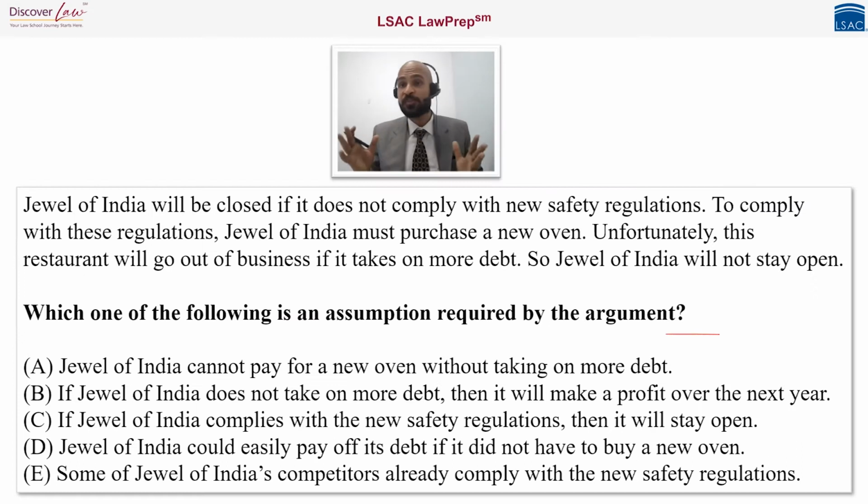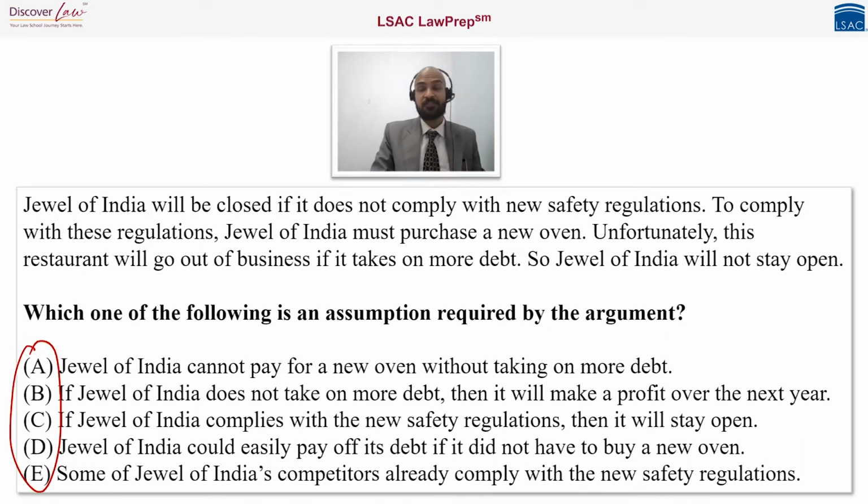When you don't know what you're looking for and you see 5 options before you, it's really troublesome because you can get very easily misguided and misdirected by where these options take you. Now that we know what we're looking for, when you simply even skim through the options, you can very clearly see that A is the answer. It tells you that purchasing a new oven cannot happen unless there is more debt.